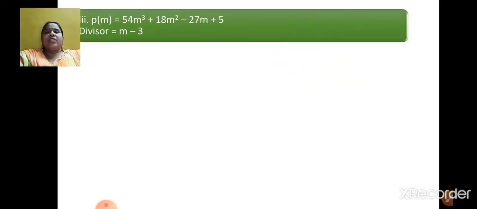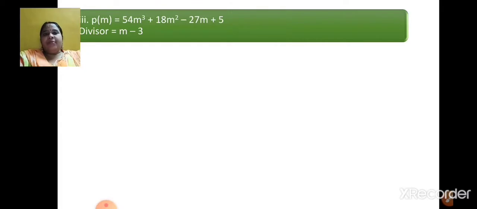next question. The next question is this: p of m, 54m cube plus 18m square minus 27m plus 5. Divisor is m minus 3. Do not be afraid of bigger numbers. It is exactly the same. Please try it on your own.